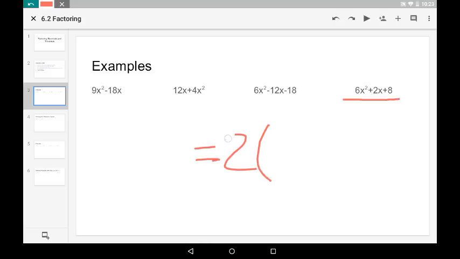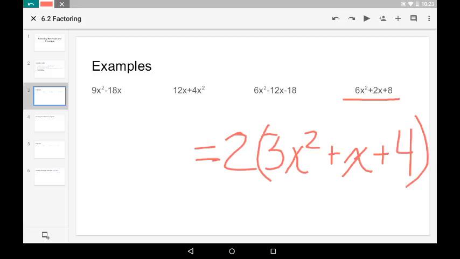So I divide my 2 out, I factor it out, and I'm left with 3x squared plus x plus 4. Alright, so 3x squared, x, and 4. There's no other common factors there.